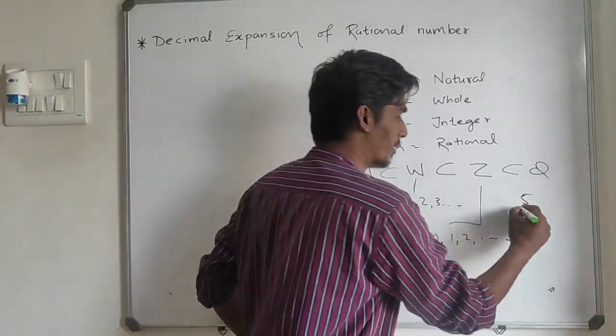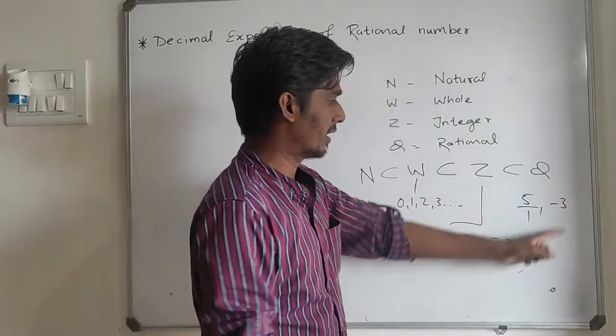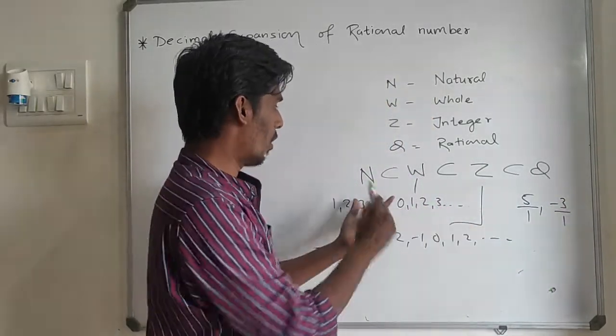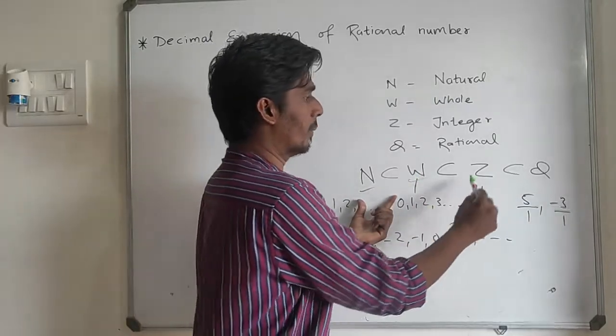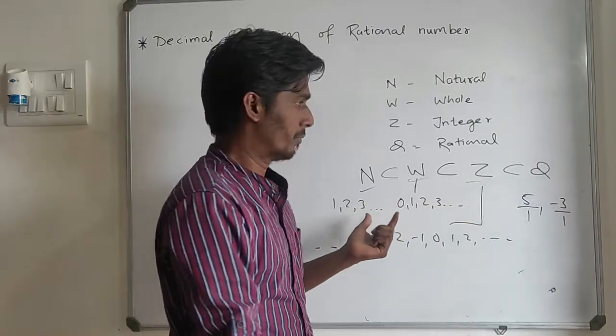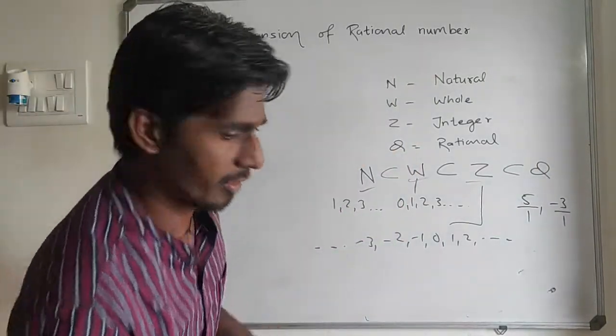Why? If nothing is there, it means 1. If I write -3, with nothing there, it means -3 by 1. So what does it mean? All the natural numbers, whole numbers and integers are all included in rational numbers. So now we are going to do the decimal expansion of rational numbers.